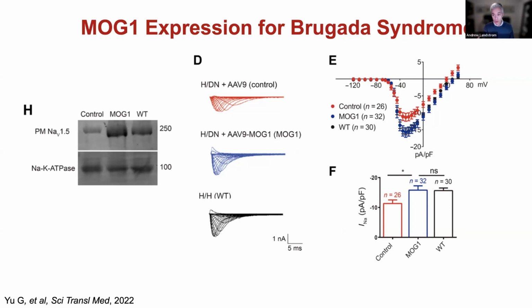They couldn't replace SCN5A. It's too big, so they went with a little escort that actually encourages the normal NAV 1.5 to get to the membrane. So that's really, really cool. Again, this is all preclinical, not in clinical trials. This is done in mice, but I think a really cool proof of concept that you can do something like this.